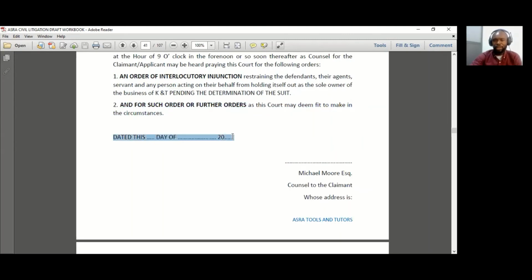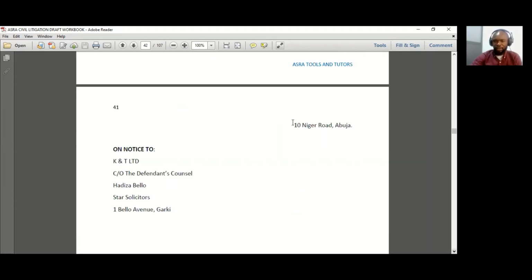So it says dated this dash day of dash 20 dash, and then it's going to be signed by the lawyer who's drafted it. So here it says counsel to the claimant whose address is 10 Niger Road, Abuja. You can also provide the telephone number and email address of the lawyer. And then it's going to be served, of course, on the defendant who's the respondent in respect of this application. So it says on notice to K&T Limited, care of the defendant's counsel at Isabello Star Solicitors, 1 Bello Avenue, Garki. So this is how you draft your motion.